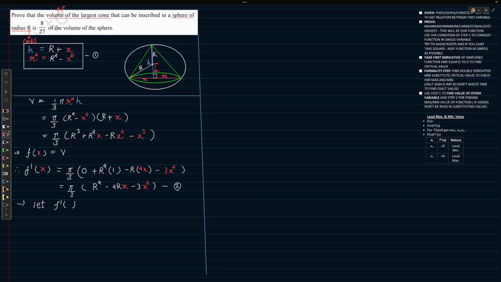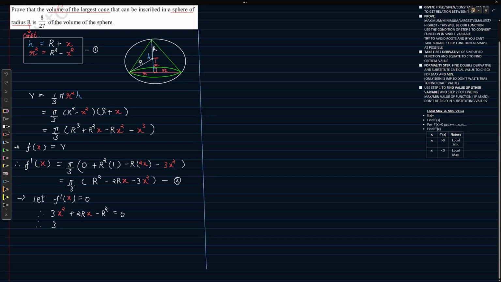Let f dash x is equals to 0. Therefore we can say, देखो pi by 3 चला जाएगा. Directly now we can say 3x square plus 2Rx minus R square equals to 0. Say 3x square then plus 3Rx minus Rx minus R square equals to 0.